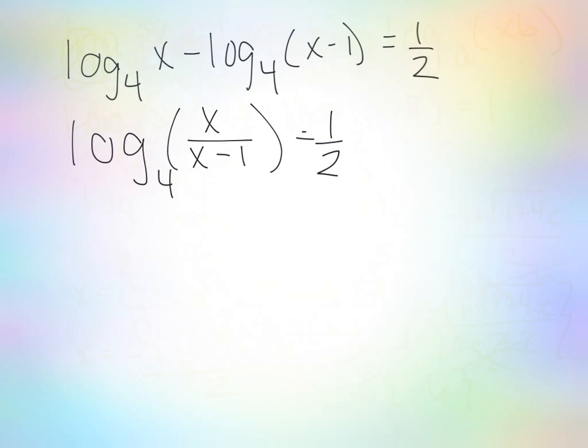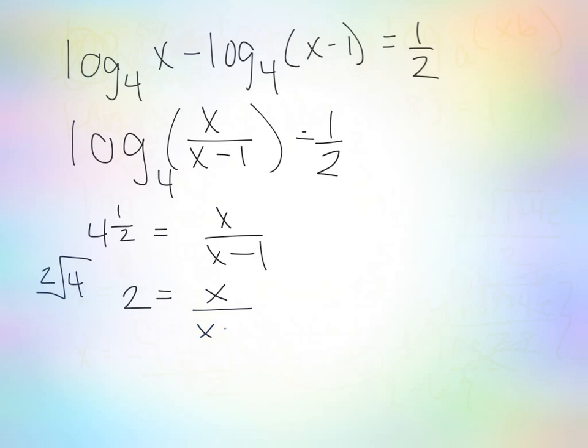And then once you use your exponential transformation, it becomes 4 to the 1 half equals x divided by x minus 1. And you know that 4 to the 1 half is actually the square root of 4, which we know is 2. So we get 2 equals x divided by x minus 1. Once you cross multiply, because you know that 2 is actually 2 over 1, then you go, x times 1 equals 2 times x minus 1. So 2x minus 1 equals x.